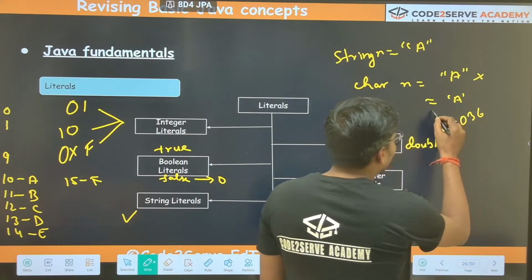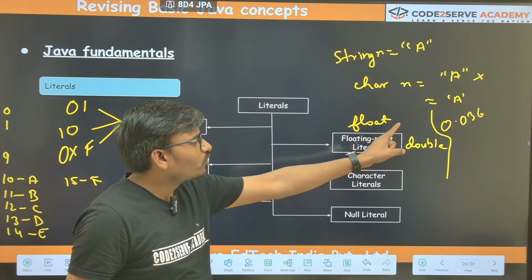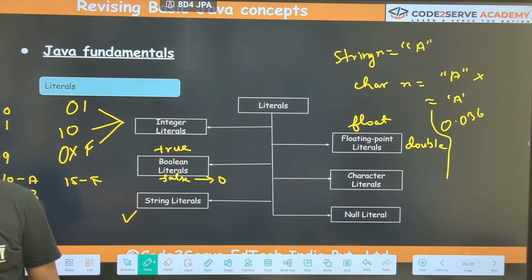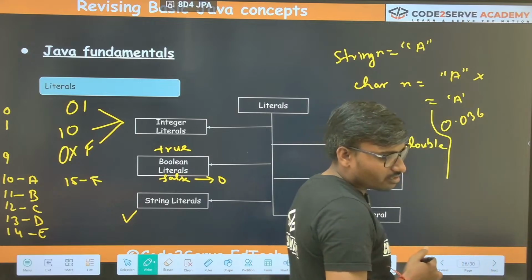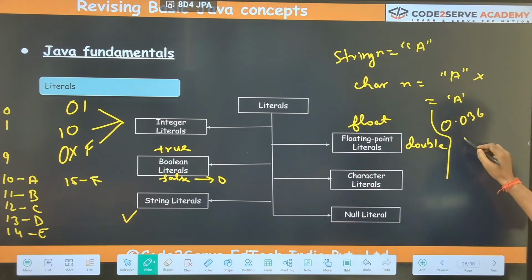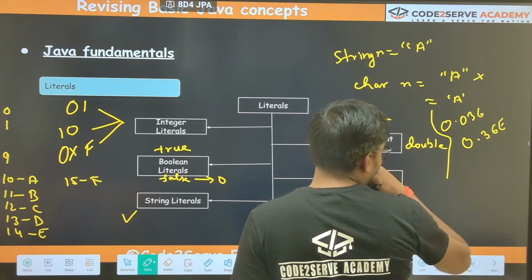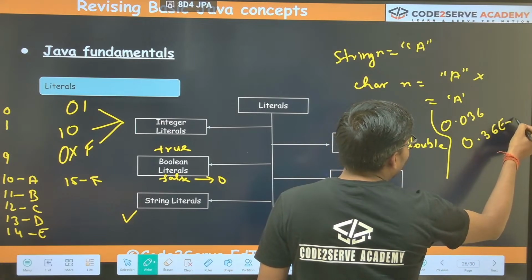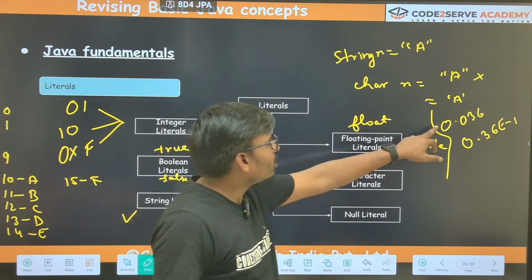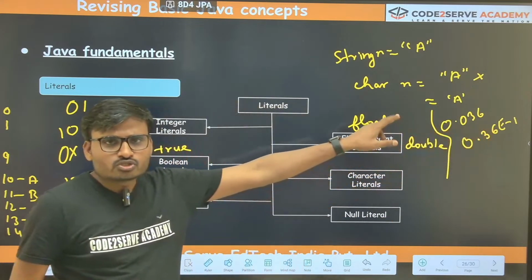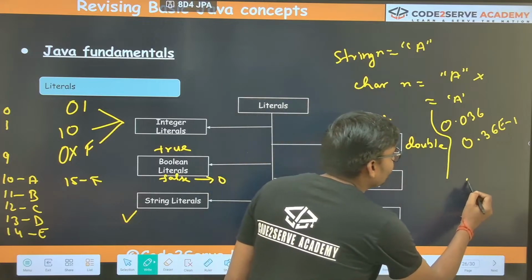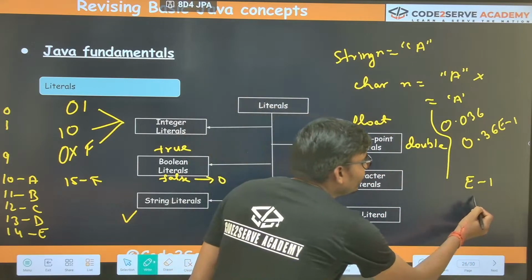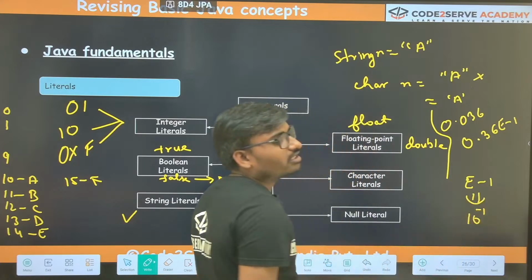Let us see an example in the floating part itself. If I ask you to represent 0.036 in exponent form, how can you represent that? You can write it as 0.36 e to the power of however many decimal places you have shifted. For minus 1, it will become 0.36e-1. It is not exactly a power; it is e minus 1, which means 10 to the power minus 1. Got my point?